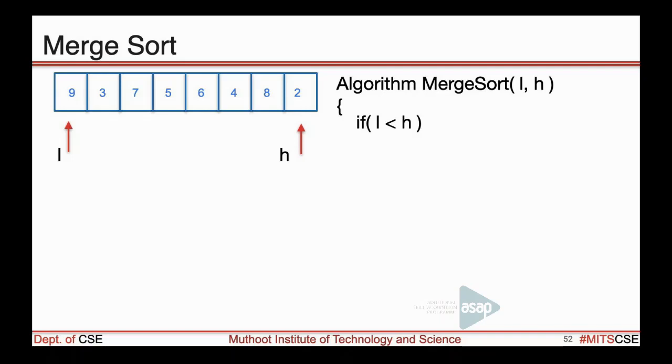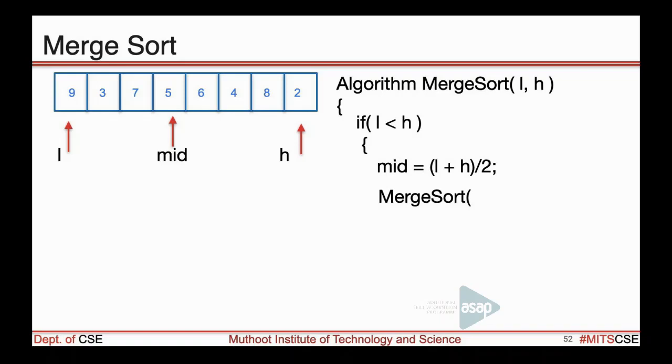If L is less than H, it means that there is more than one element. So we have to find out the middle position of the array by computing (L plus H) by 2. What is (L plus H) by 2? It is not 9 and 2. It is the index of the array. So 9 resides in index position 0 and 2 resides in the index position, say how many? 1, 2, 3, 4, 5, 6, 7, 8. So 8 minus 1, 7. So (0 plus 7) by 2, that is 3. So mid position is 3.